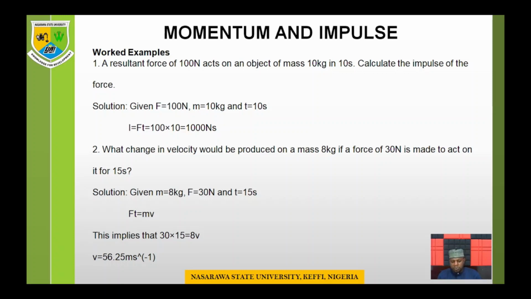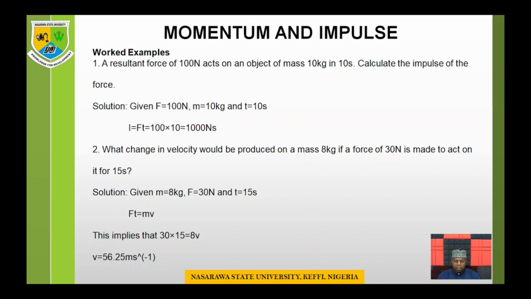In this case, we have substituted the values that are given in the question, where F is 30 Newton, multiplied by the t, which is 15 seconds, and then equal to, on the right hand side, we have m, which is given as 8, multiplied by v. And the v in this case is what is not given in the problem, and that is what the question says we should find, because the question says what change in velocity would be produced. So we are to find a change in velocity that is produced when all this happens.